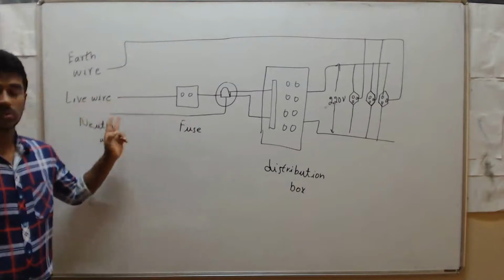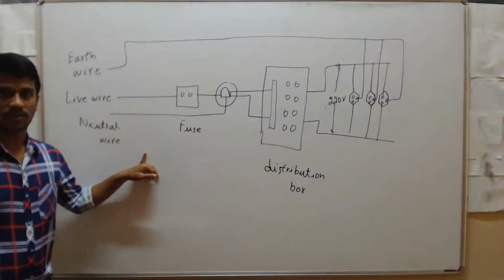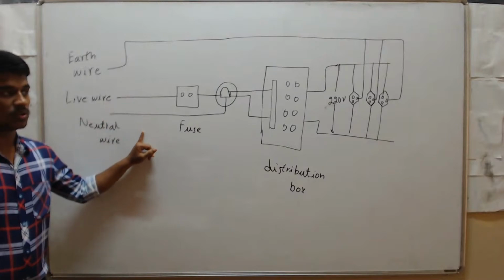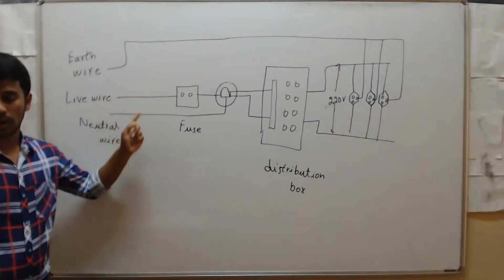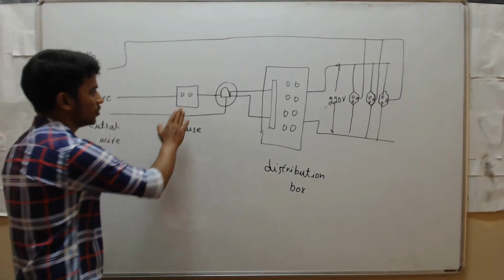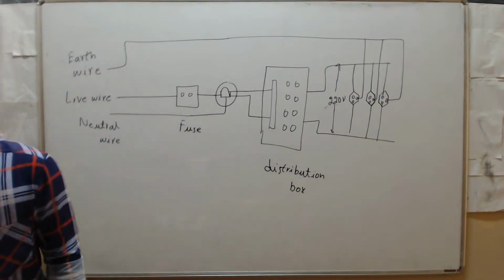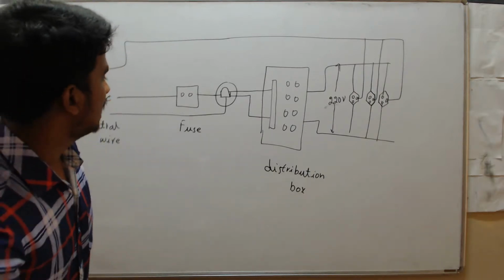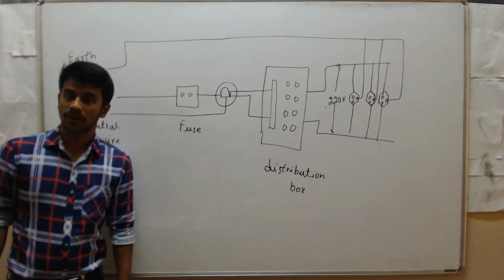Out of those two lines, one is the live wire, another one is the neutral wire. Electrically it is neutral, but that 220 voltage, everything is present in the live wire. Next, see here, this is a fuse. Already I have told you in the electricity chapter what the importance of the fuse is. Actually this fuse is an electric circuit breaker, or we call it a safety device.